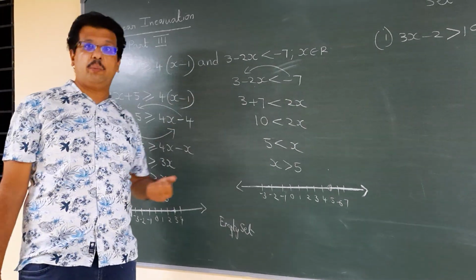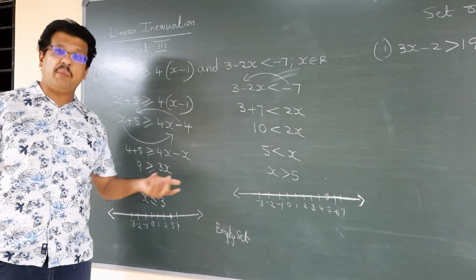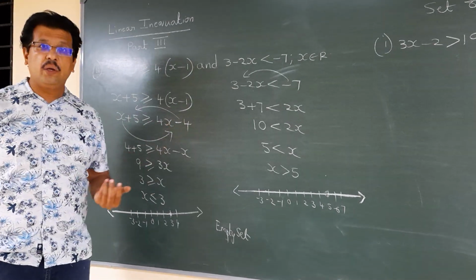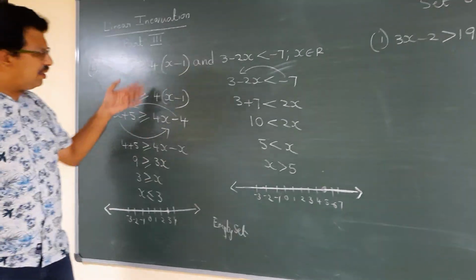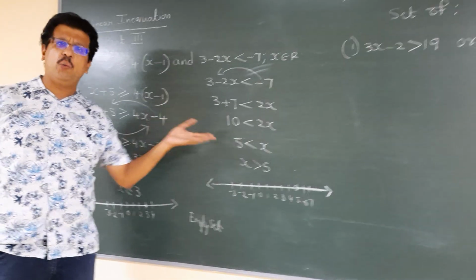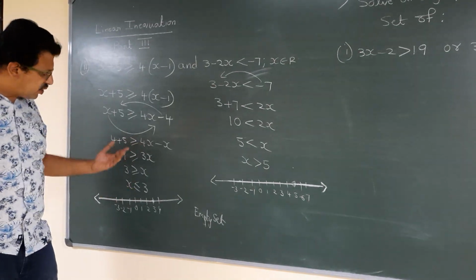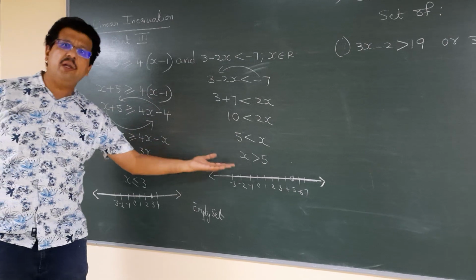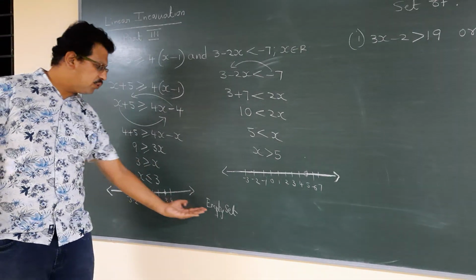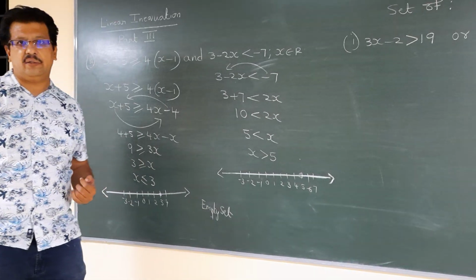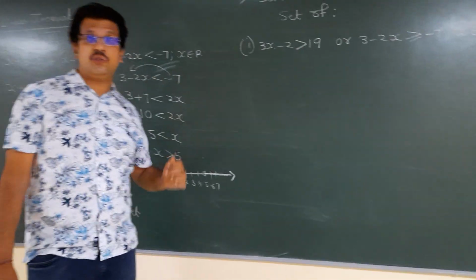This type of sums may also come for board exams, but since they have not been asked for many years, you can expect this type of sums in the 2021 question paper. So better be thorough with this type of problems also, children, because here they are expecting you to find out the common elements. If there are no common elements between these two, you should write the empty set. So let us move on to the next type of problem, children.